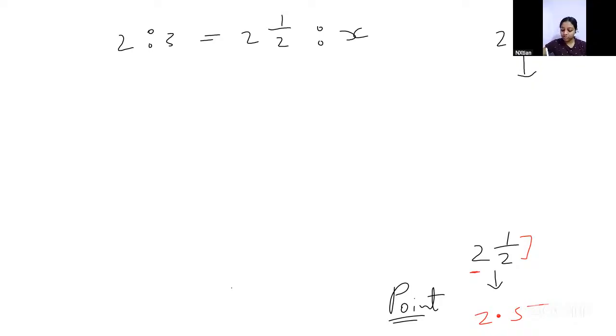See, if I have this number written, what will be its decimal? How will I write it in points? Tell me. 6, the first number as it is, point. For this we write 5. 6.5. Okay.